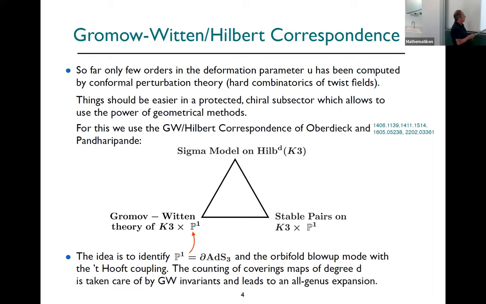They have invented a machinery for the branched covering over the P1 and count the coverings. That gives the correlation function. So this is actually the content of this formula. The idea is to consider this P1 as the boundary of AdS3 and identify the orbifold with the lower-dimensional model with the group coupling. And the counting of the covering maps will then be done by the different map.